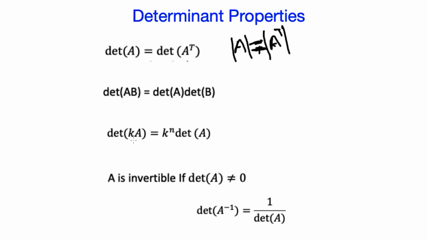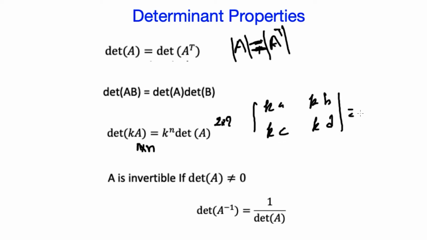And the determinant of a scalar multiple of a matrix equals that scalar to the power n, where the matrix is n by n, times the determinant of A. For example, for a 2 by 2 matrix with entries ka, kb, kc, and kd, this equals k squared times the determinant of A, B, C, D, when k is multiplied by each entry of the matrix.